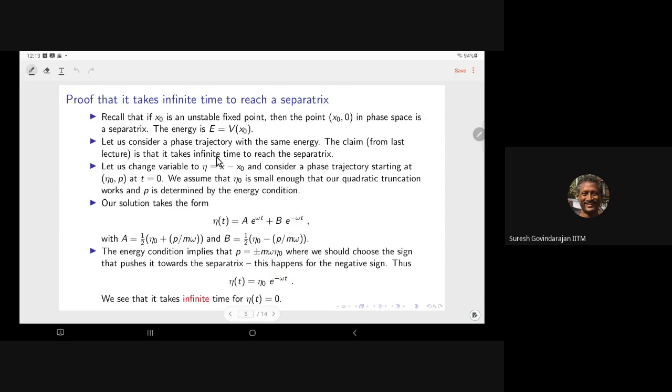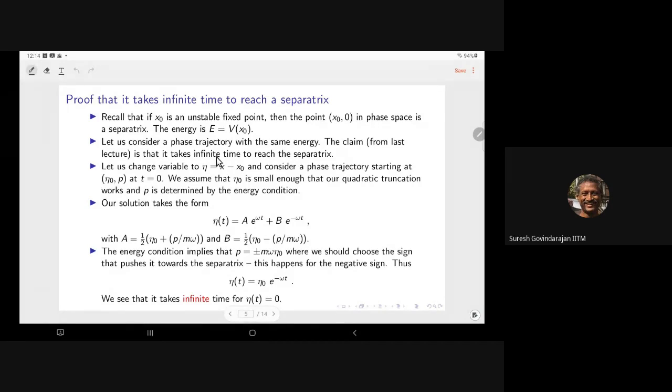Okay, so one thing which I asked you to do is to check that it takes infinite time to reach a separatrix. So recall, if x0 is an unstable fixed point, then the point (x0, 0) in phase space is a separatrix. The energy E is V of x0. So let us consider a phase trajectory with the same energy. The claim from last lecture is that it takes infinite time to reach a separatrix.